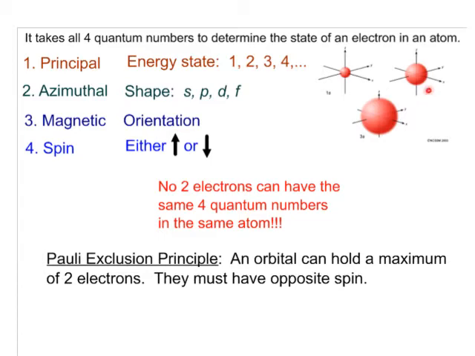I actually didn't write the 2 here, but you'll notice that with the increase in energy state, the probability that you'd find the electron there gets farther and farther away from the nucleus. So that's just an interesting fact to note, that the increase in the principal quantum number takes the electron farther away from the nucleus.